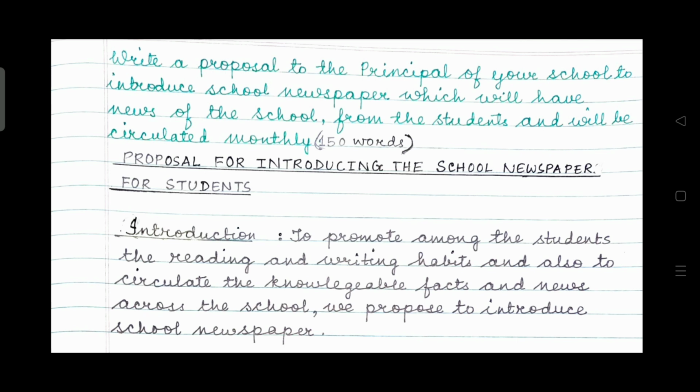This is the introduction. Linguistic ability is an area on which you will be marked. So be very careful, be concise, coherent, precise and use lucid and simple English. To promote among the students the reading and writing habits and also to circulate the knowledgeable facts and news across the school, we propose to introduce a school newspaper. This is our introduction for this proposal.